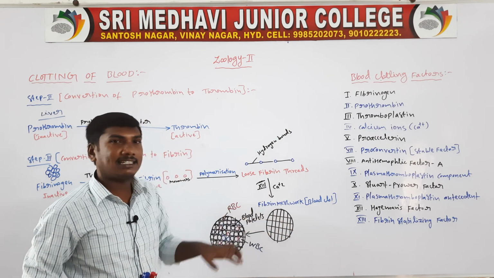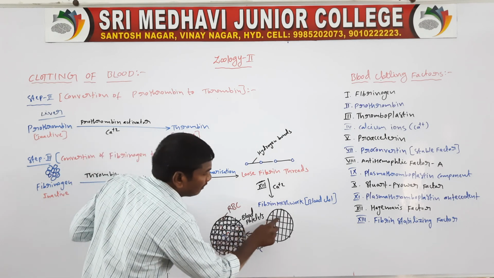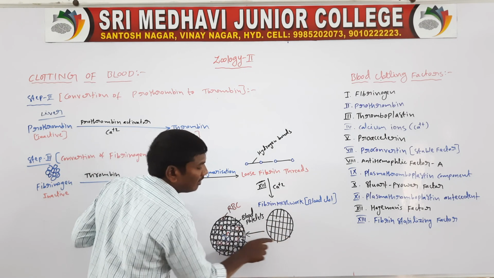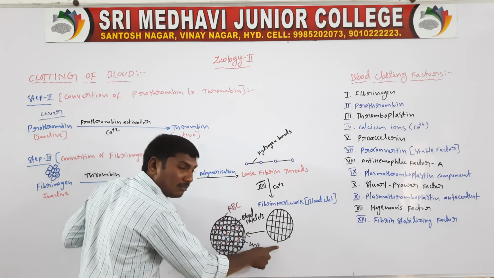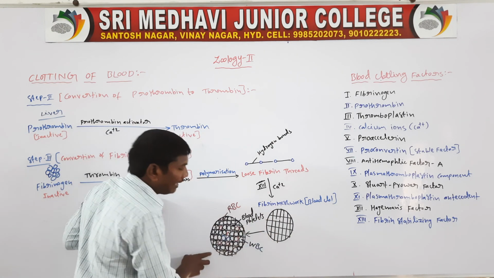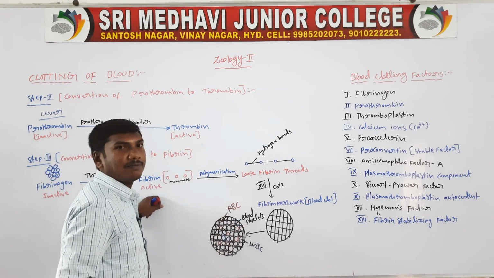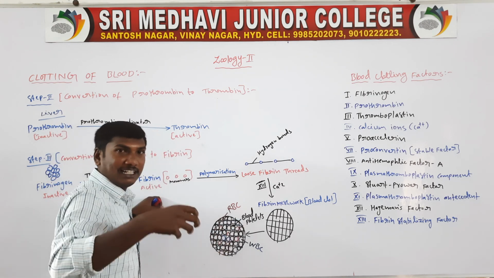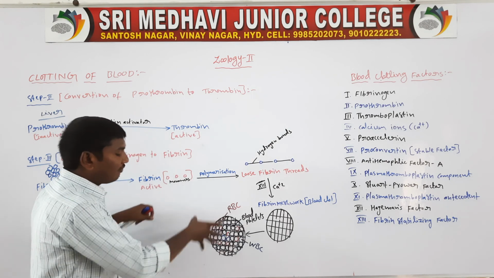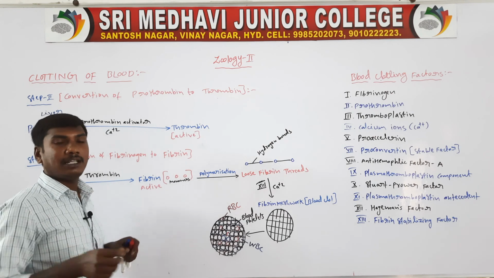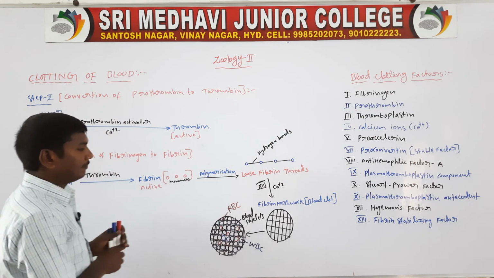This forms a net-like structure with some gaps. The gaps in the meshwork are filled with blood cells: red blood cells, white blood cells and platelets. Finally, the blood clot is formed.